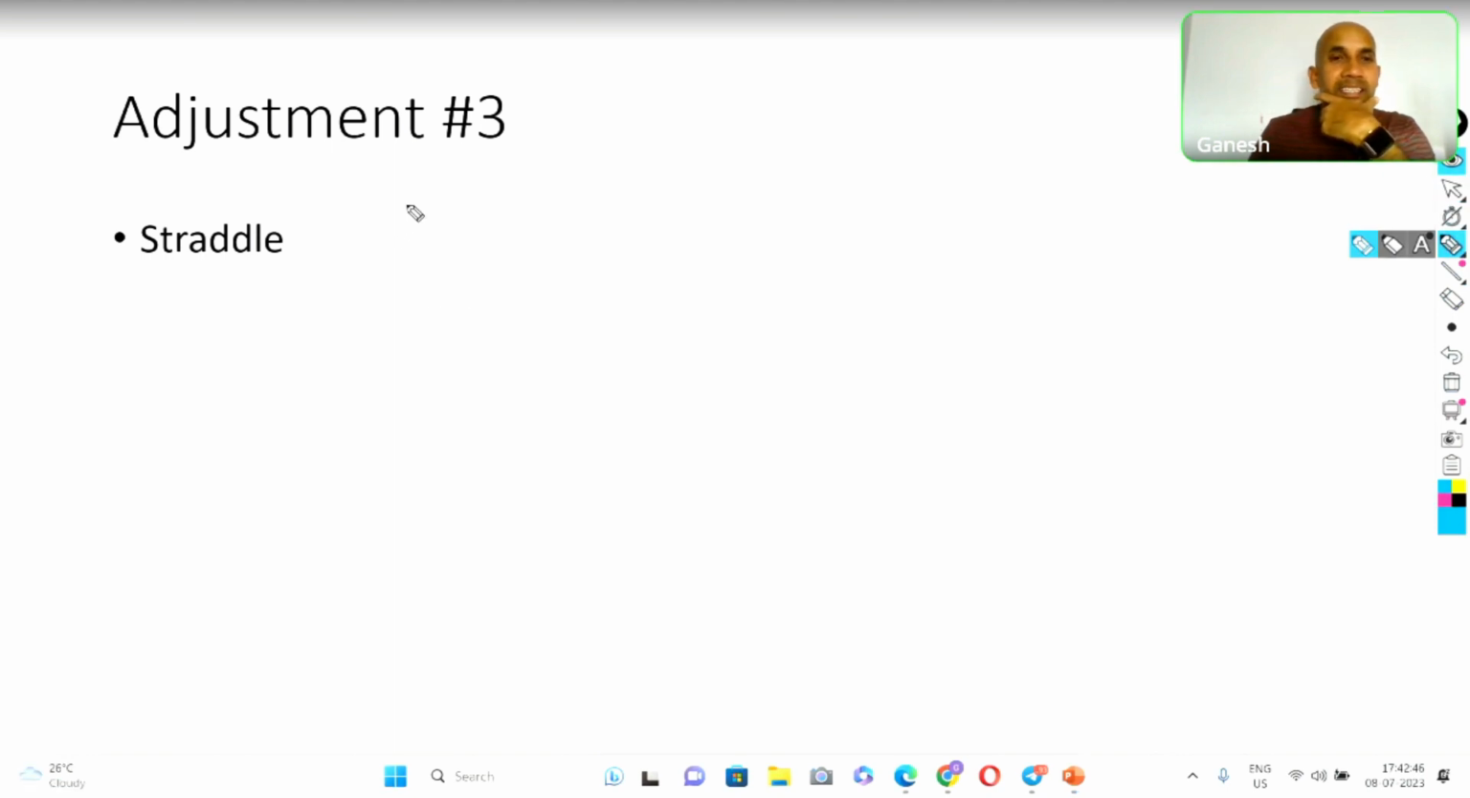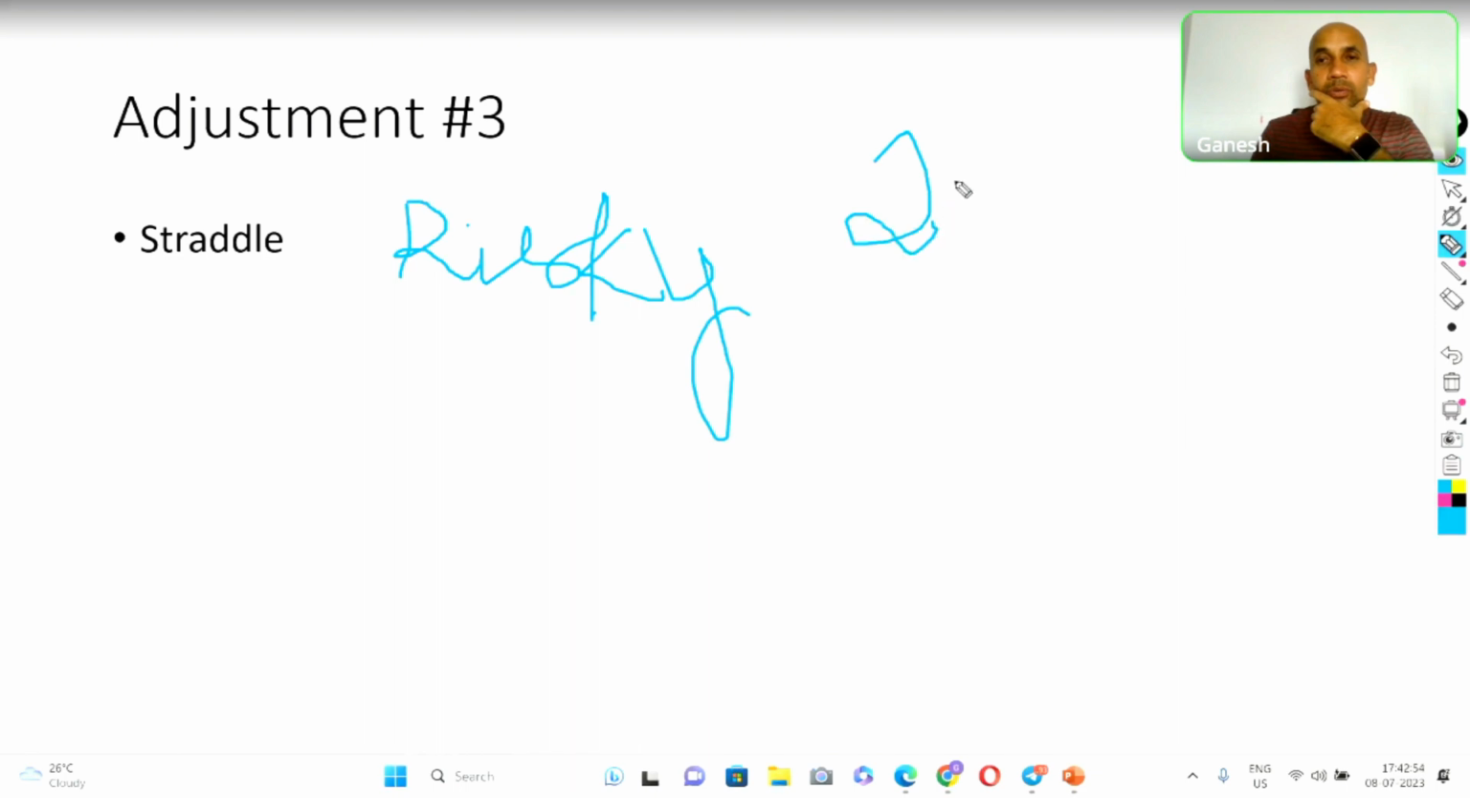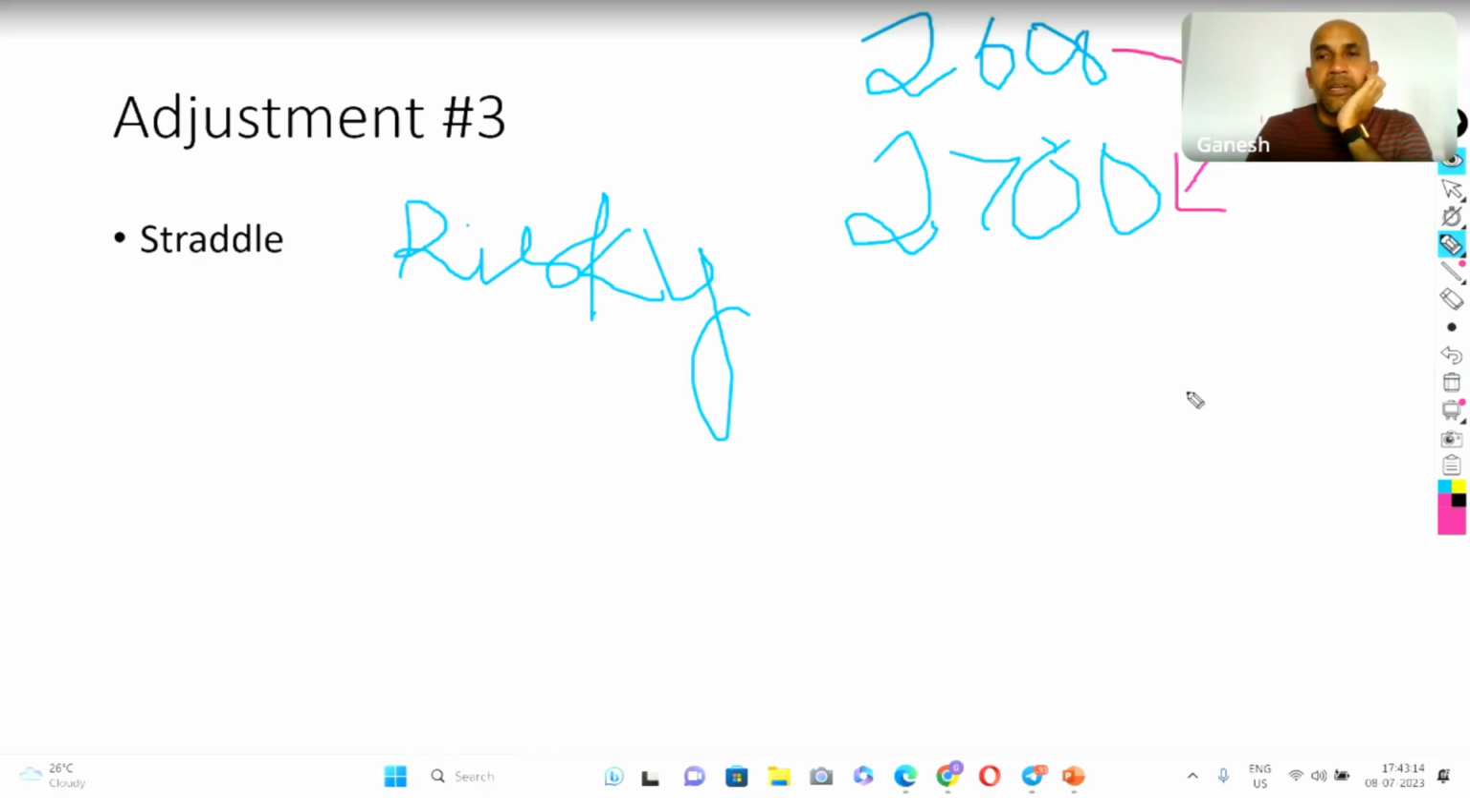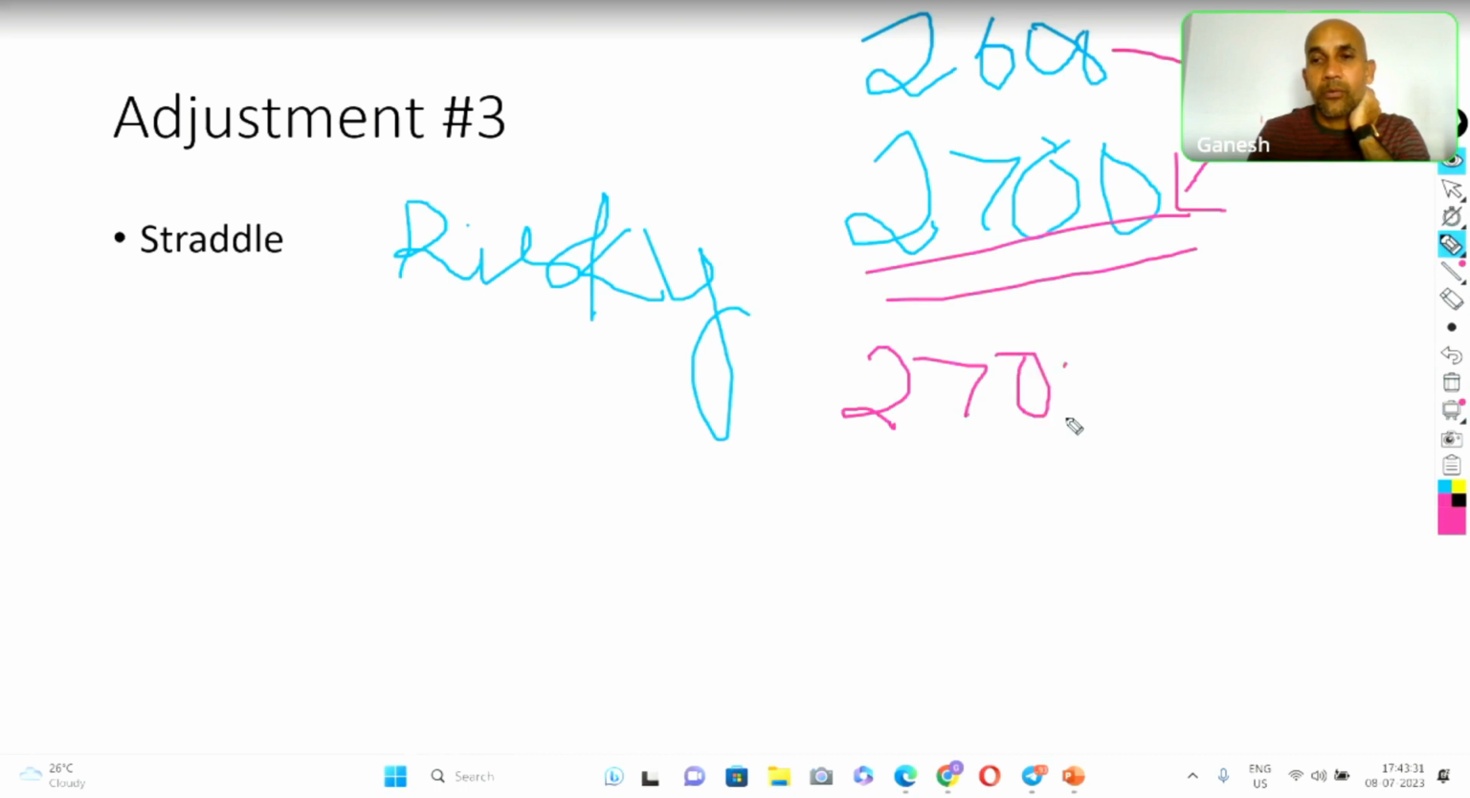Talking about the straddle, the first point is that it is very risky. What is a straddle? Let's say you sold 2,700. Spot is 2,600, and it went to 2,700. This is where you want to make some adjustment. You have the straddle adjustment. Same strike, you sell put and you sell call. Means 2,700 put also you sell. So you have a straddle: 2,700 call and 2,700 put.